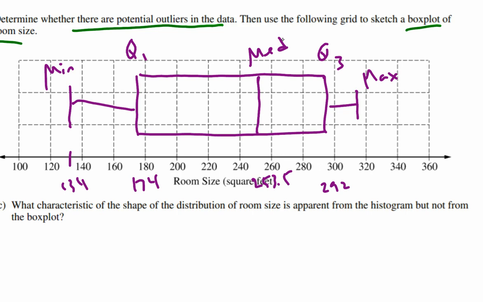Okay, and then finally we're finished off by asking what characteristic of the shape of the distribution of room size is apparent from the histogram, not from the box plot. So when we look at this box plot, it looks pretty symmetric. Someone might say, D, it looks a little skewed left. You notice that like this is a little longer than this.